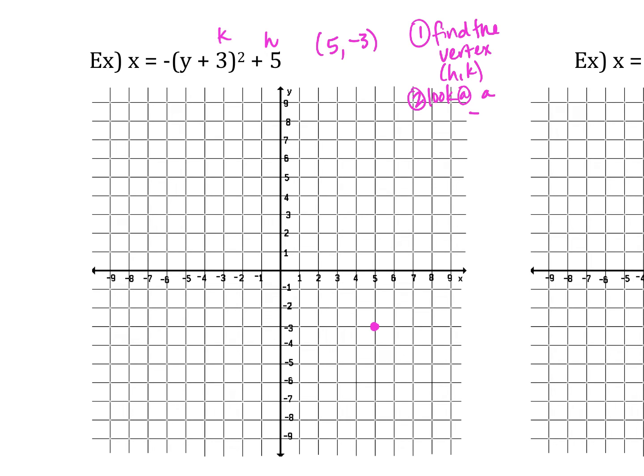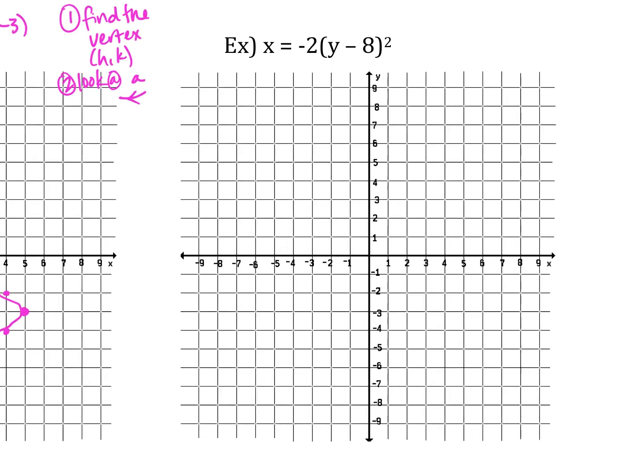A here is negative, so that means I'm going to open up to the left. So I'm going to go up 1, left 1, up 1, left 3, up 1, left 4, and again, I'm just going to mirror that on the other side. And you could count if you wanted to, but I don't think that's really necessary. And we're going to make our fancy little parabola, but it's going to open up to the left this time. So let's scoot it over here.